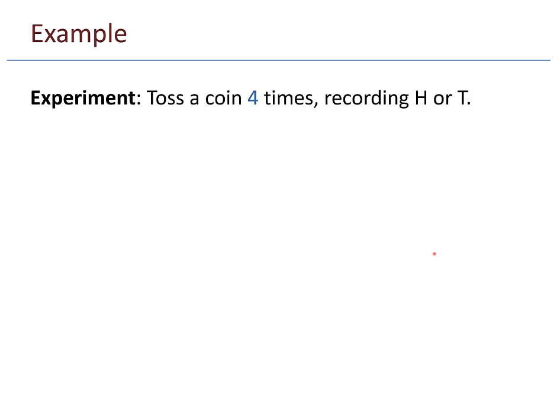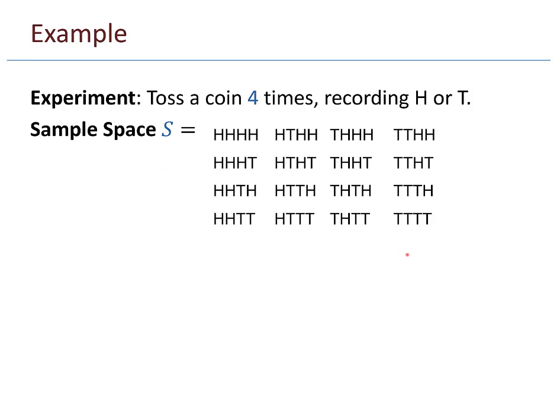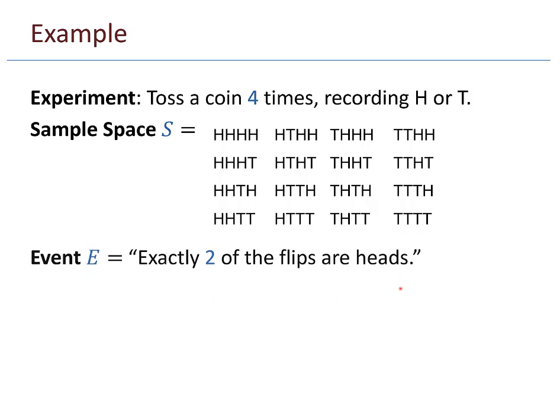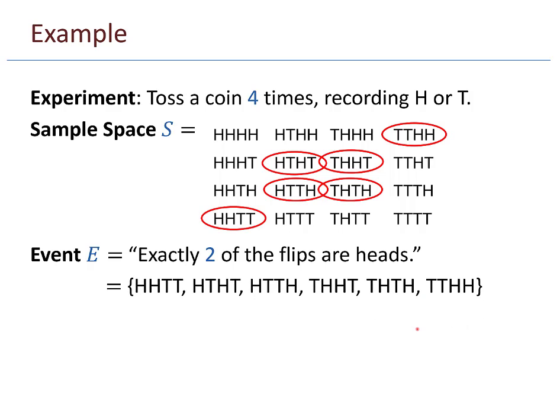Suppose there is an experiment where you toss a coin 4 times and you record H or T for the result of the coin. You can get 16 possible outcomes. Let's call this our sample space, the set of all possible outcomes. Now, you might be particularly interested in one event, an event where exactly 2 of the flips are heads. So that is a subset, really, of the sample space. So what is the probability that this event occurs?